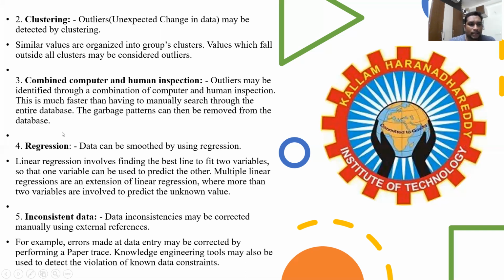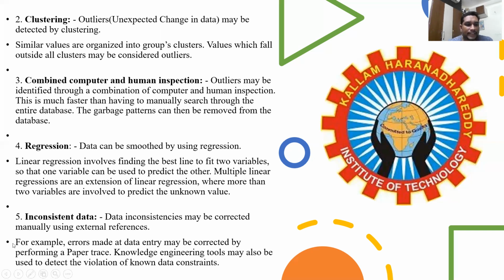For example, linear regression involves finding the best line to fit two variables. The two variables can be taken as two axes, so that one variable can be used to predict the other. Based upon the x attribute or x axis, you are easily identifying the y attribute with a function called y equals mx plus c, a linear equation. And multiple linear regression is an extension of linear regression. Here, instead of only x and y axis, more than two variables are involved to predict the unknown value. We have a multi-dimensional axis or xyz axis. In xyz axis you have an x value, and based on the x value you calculate the y and z values with some equations.